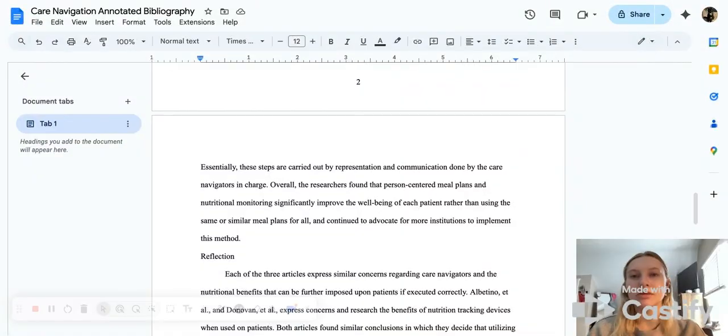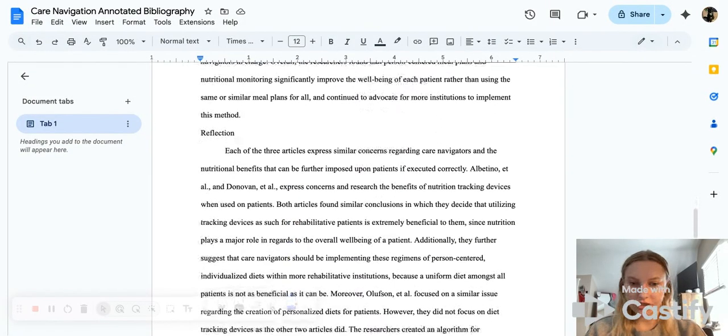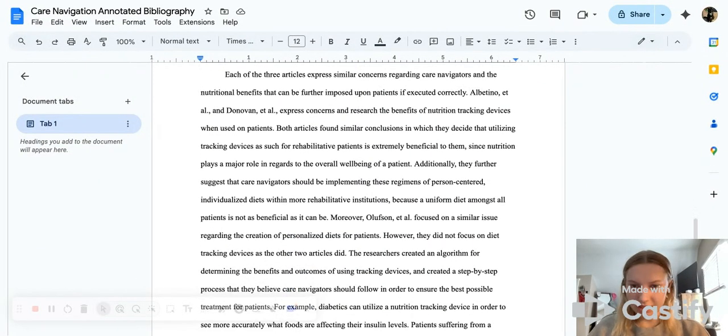However, this is a plan that the care navigators need to be the one carrying out, because if not, then it's just not going to work out correctly. You can't trust a patient to completely do that on their own accurately. But overall, like I was saying, all of these articles express similar concerns regarding care navigators and the nutritional benefits that can be further imposed upon patients if it is executed correctly.